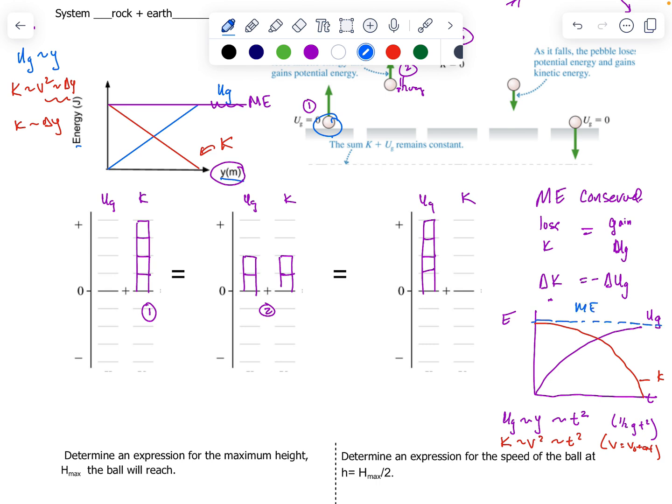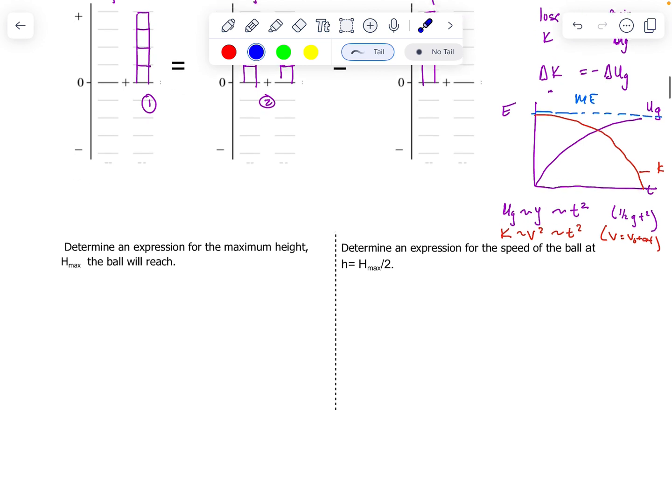So again, note the difference between the time graph as opposed to the energy versus position graph. One is linear and one is parabolic. So we do need to always make sure of what is being graphed on that horizontal axis. All right, so here's some time for you to work.